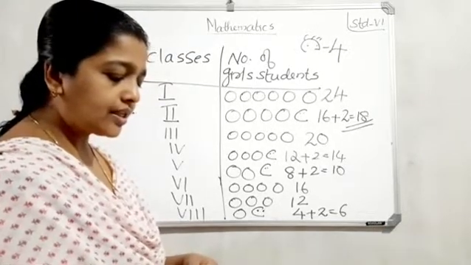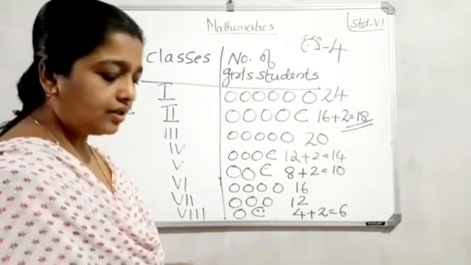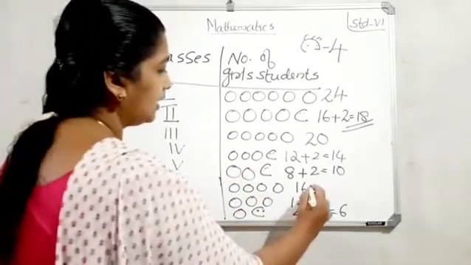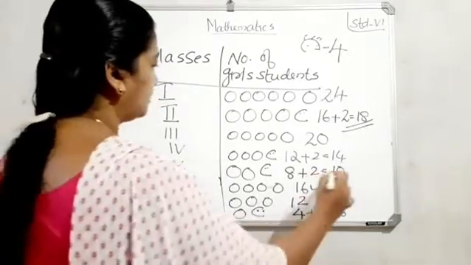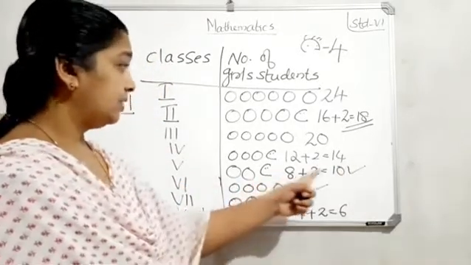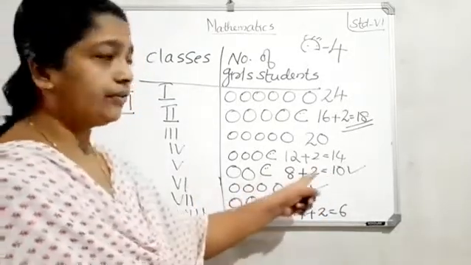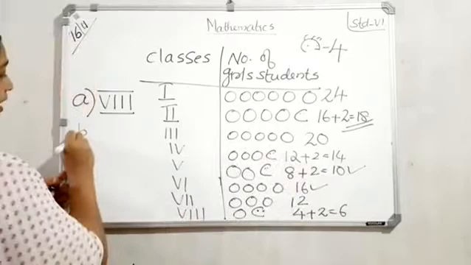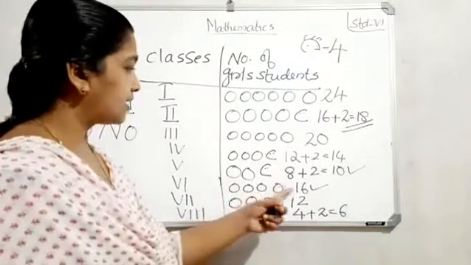Next, is the number of girls in class 6 less than the number of girls in 5? So first we can check the 6th class students. 6th, how many? 16. And next 5, where? Yes. So is the 6th class less than 5? Answer no. The 6th class is greater than the 5th class. 16 is greater. So answer no. Understand? Yes.